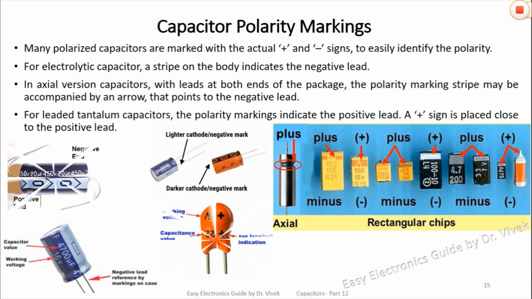Many polar capacitors are marked with the actual positive and negative signs to easily identify the polarity. For electrolytic capacitor, a stripe on the body indicates the negative lead. For leaded tantalum capacitors, a positive sign is placed close to the positive lead.